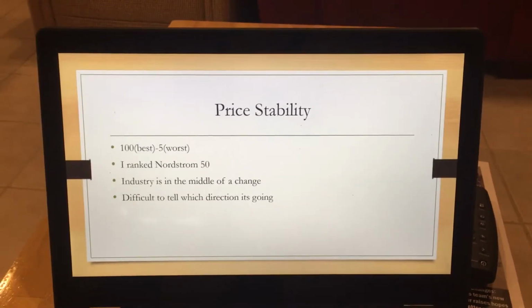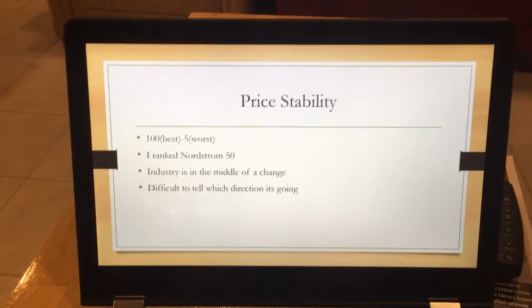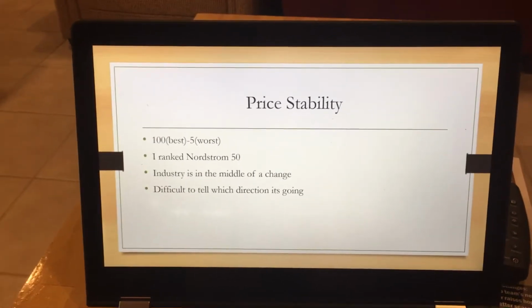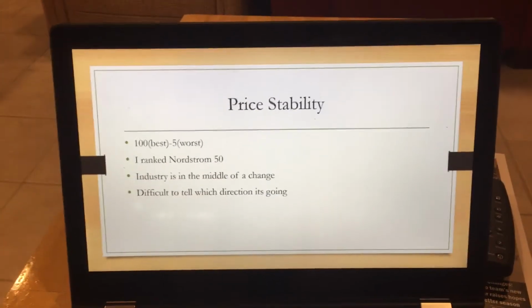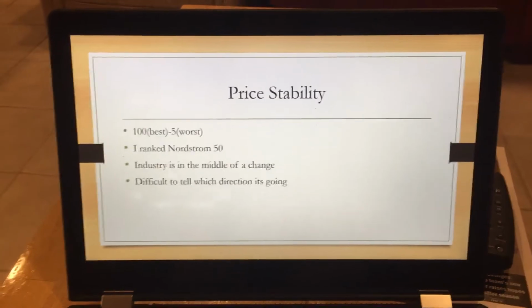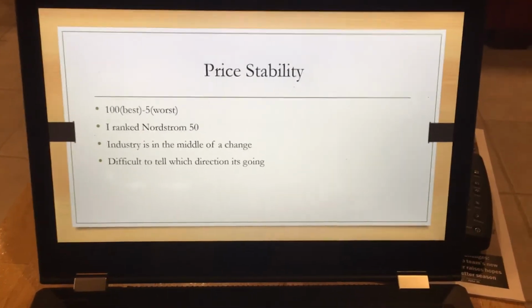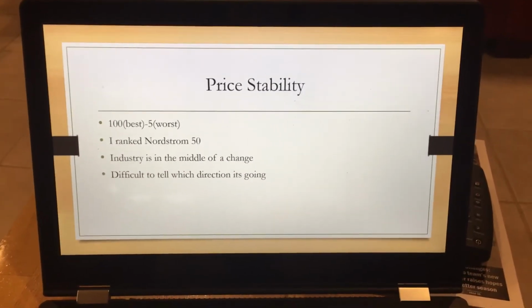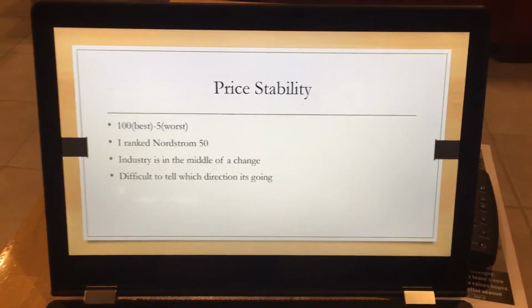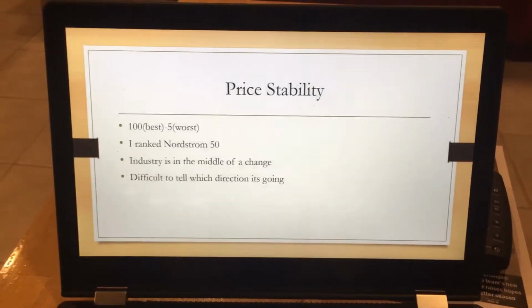For price stability, that's on a ranking from 100 to 5, with 100 being the best. And I ranked Nordstrom as 50 just because the industry is in the middle of a change because online shopping is becoming so prominent in people's lives. So it's difficult to tell which way Nordstrom could be going just because their initiatives could work and they also might not at the same time.